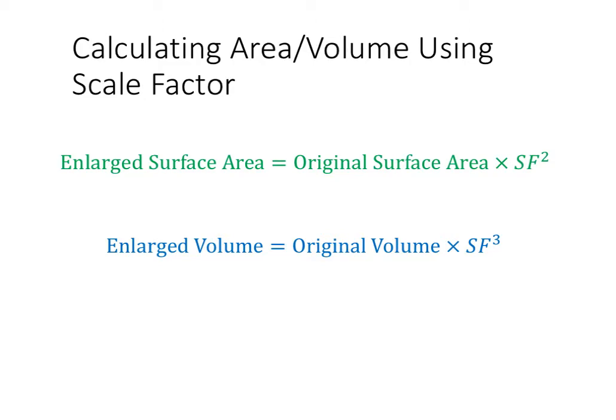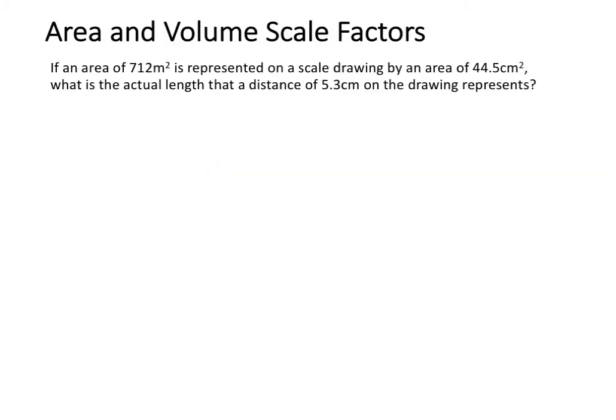So let's have a look at an example. In the question, we have an area that is 712 meters squared, and this area is represented on a scale drawing by an area of 44.5 centimeters squared. What is the actual length that a distance of 5.3 centimeters on the drawing represents?